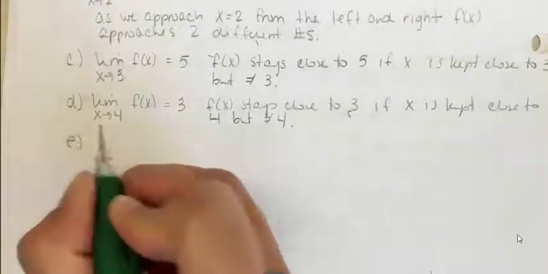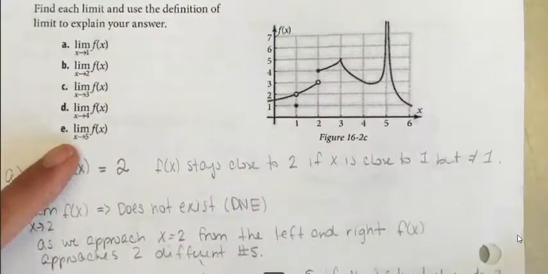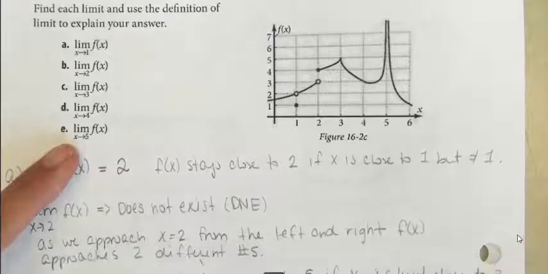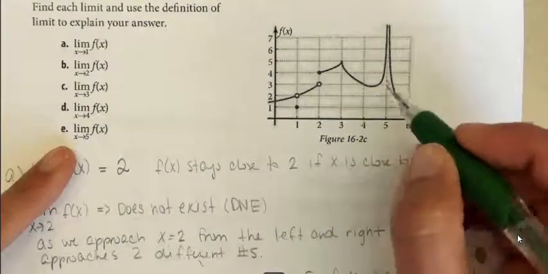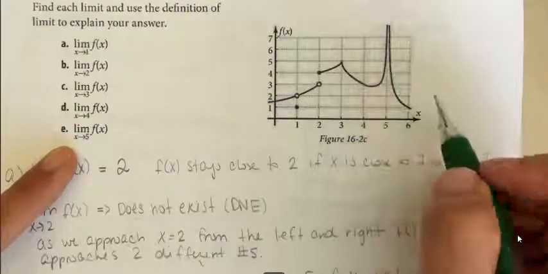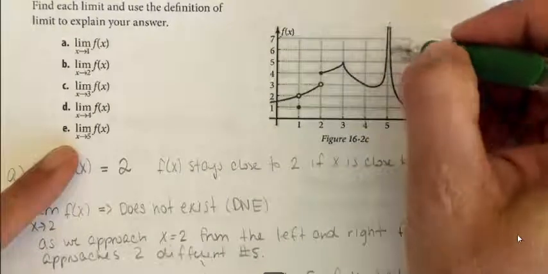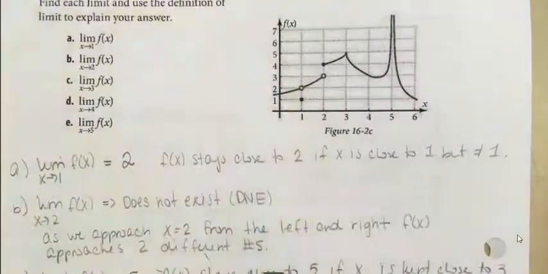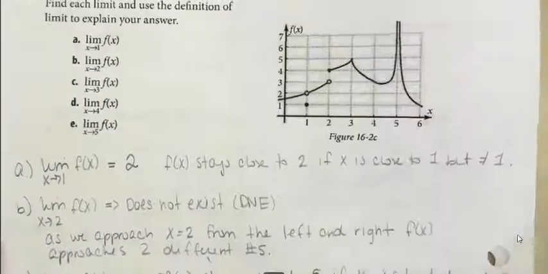And E, what happens as we approach 5? Okay, so the limit as x approaches 5 of f of x. Well, as I approach from the left, looks like I'm heading straight up, and as I approach from the right, I'm also headed straight up. So that means that there's a vertical asymptote here at 5. And there's two ways that you can answer this. You can say that it does not exist, which I think this book is going to say, or you can say infinity.